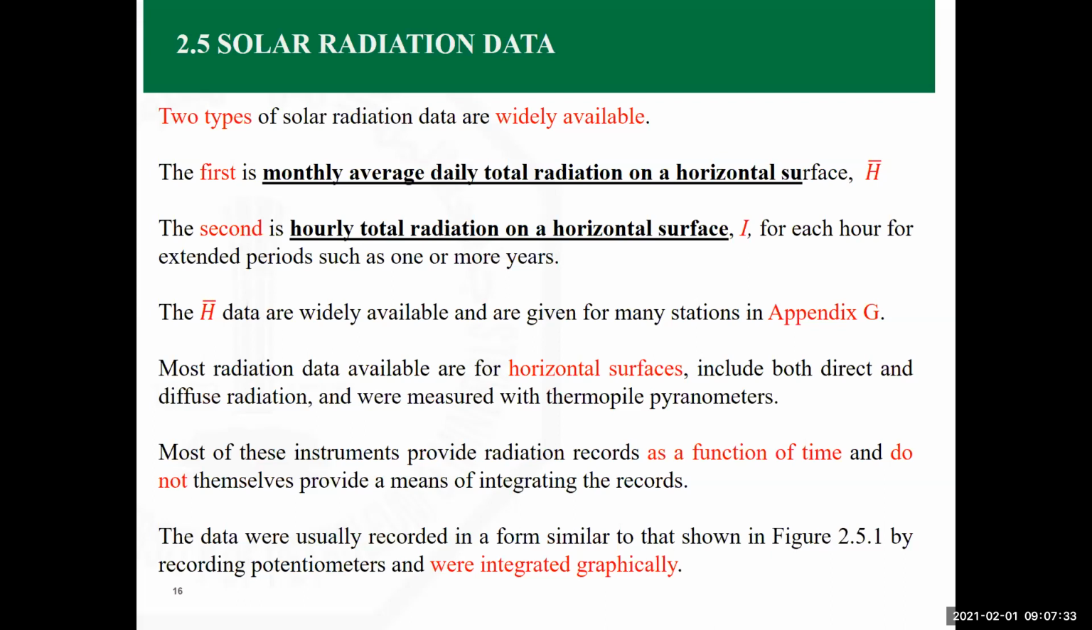There are data available which are similar to the ones shown in figure 2.5.1, obtained by recording the potentiometers and integrating graphically. The data related to radiation values, you can find in sources. I remember there was a project that started in the 1990s here in the Kingdom, where they were trying to make what they call a Saudi Atlas, several versions of which are available now. At that time they were trying to collect data from different weather stations all over the Kingdom.